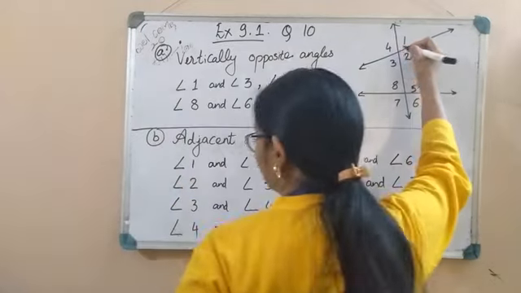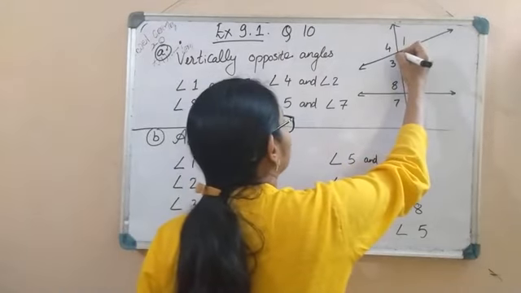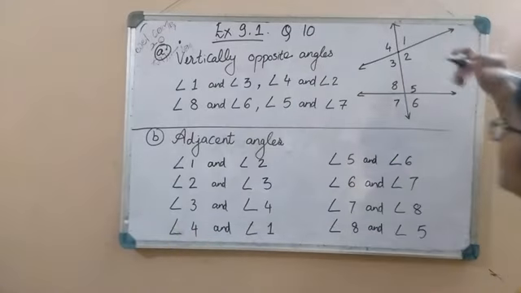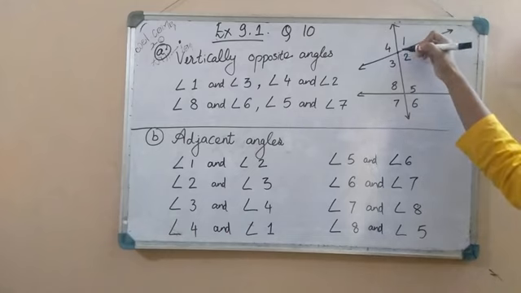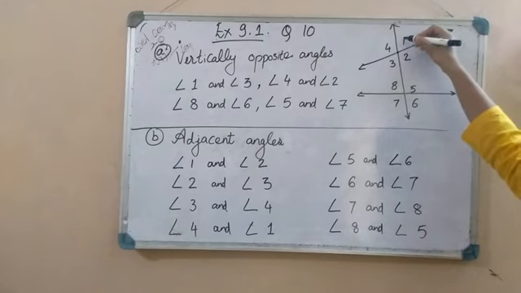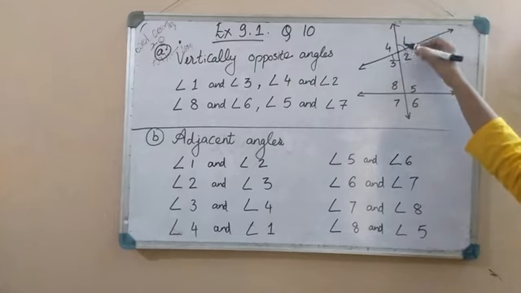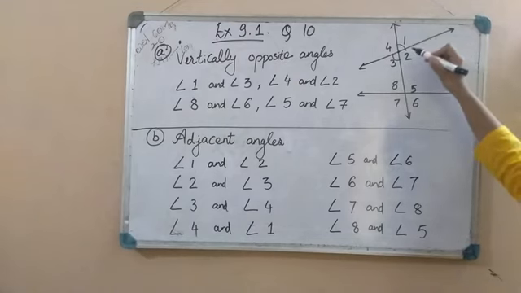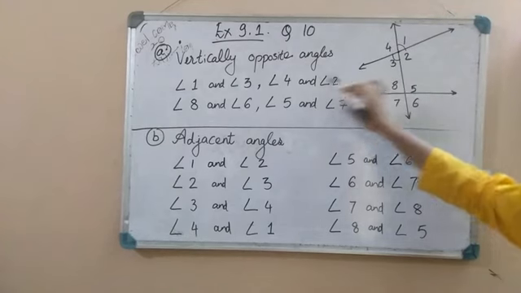So here, if I have this line and this another line, for vertically opposite angles only the vertex should be common. For angle 1, the vertically opposite angle is angle 3. Angle 1 and angle 3 will be vertically opposite angles. Now, for angle 2, angle 4 will be the vertically opposite angle.